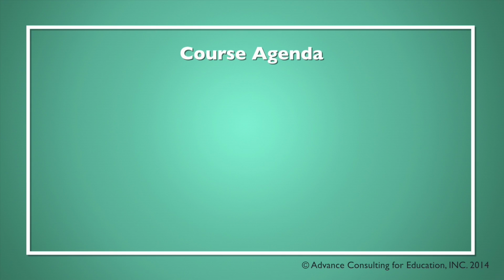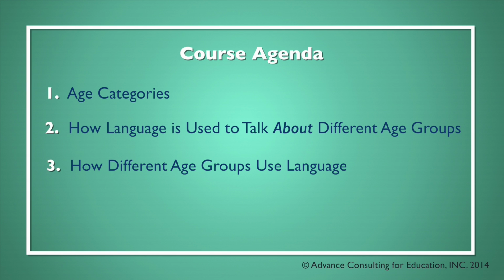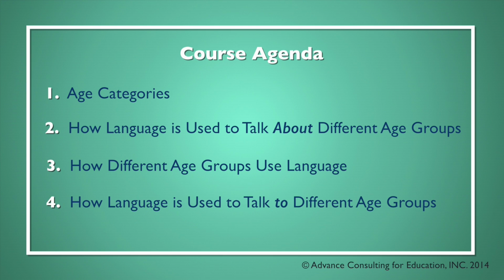We'll start the session by taking a look at the different categories that we divide the human lifespan into when we're looking at a discussion of language and age. So we'll look at the different age ranges in these categories. Then we'll look at how language is used to talk about people who are within these different age groups. We'll look at how these different age groups talk, so how members of specific age groups use language themselves. And finally, we'll look at how we talk to people who are in these different age groups. So let's get started.